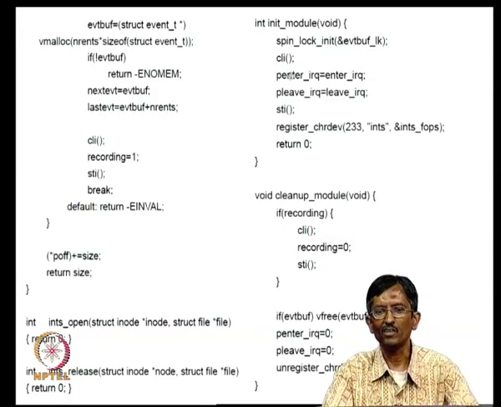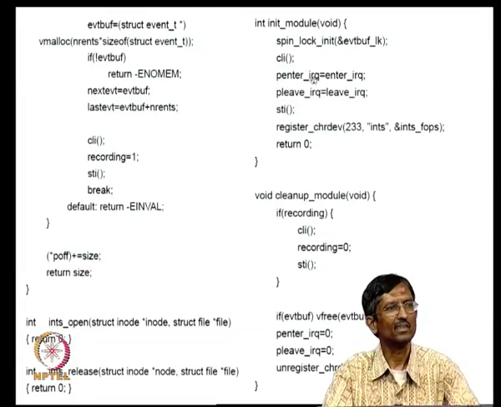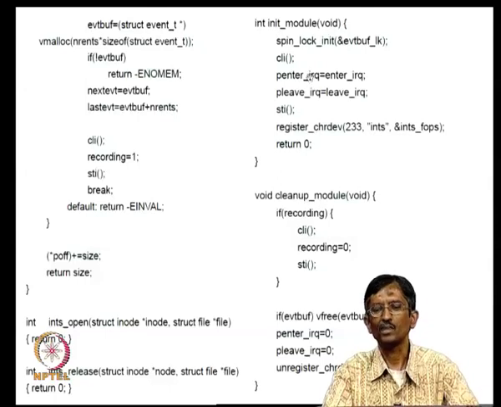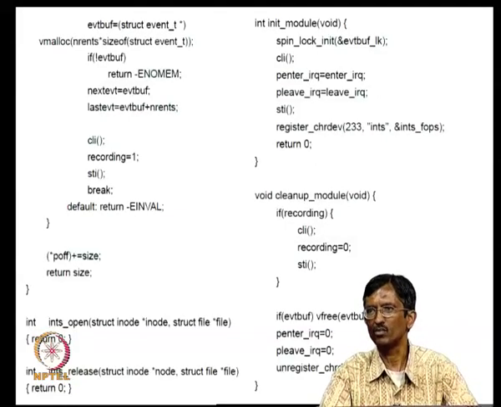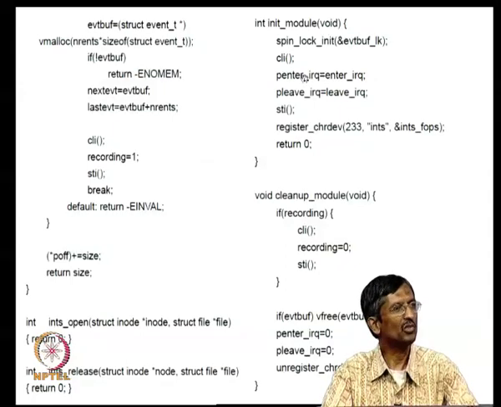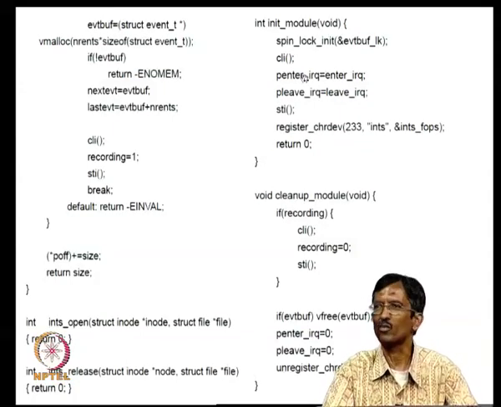Okay, and what is that? And that I am going to initialize. Okay, it turns out that p-enter IRQ is the name of the function that is called by the kernel on entry of the interrupt, and it is user specifiable. Usually if it is null, nothing happens.